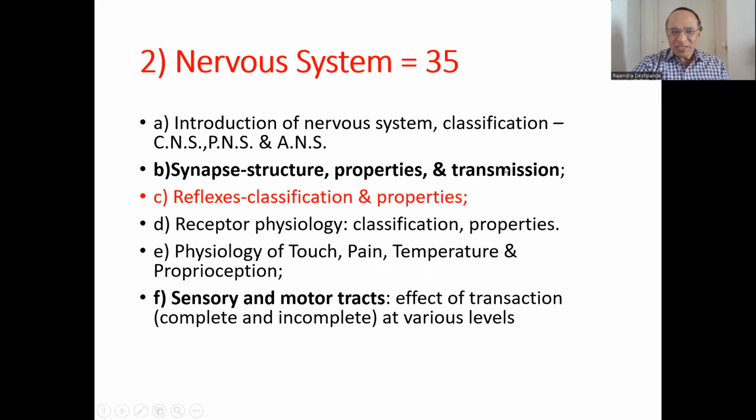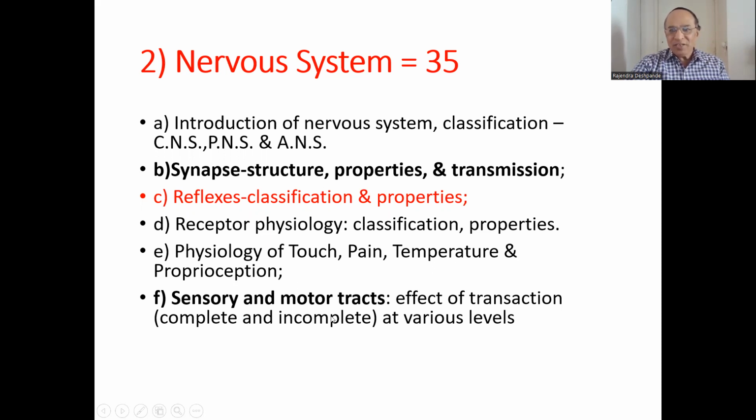Structure, properties, and transmission. Reflexes, classification and properties, like for example, biceps reflex, triceps reflex, and the wrist reflex. All these are the reflexes. Receptor physiology, classification and properties. Physiology of touch, pain, and temperature, that is tactile sensation. Then proprioception, sensory and motor tracts.